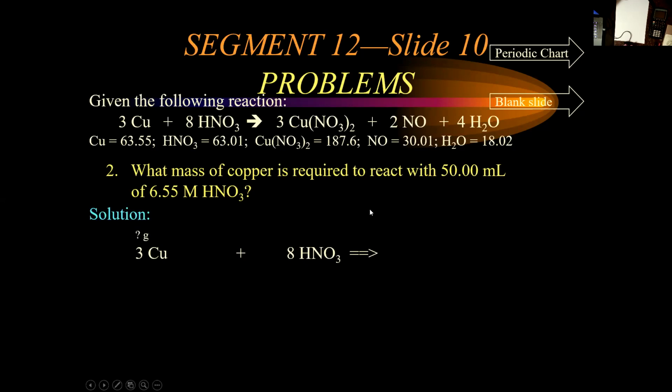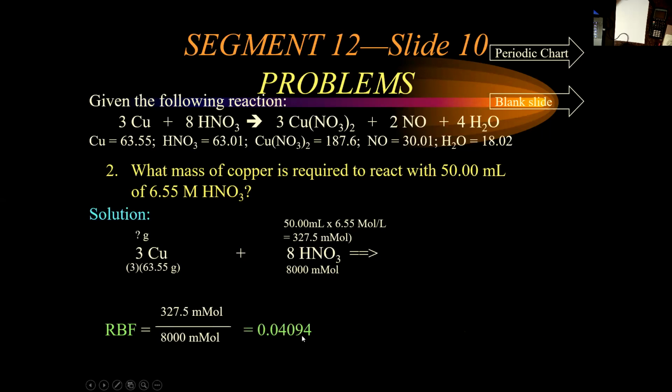Okay, I want to know how many grams of copper. Well, the equation is showing 3 moles, and the atomic weight of copper is 63.55. So 3 times 63.55 is the number of grams of copper in the balanced equation. I have 50 milliliters of 6.5 molar. That's 327.5 millimoles. And then the equation is showing 8 moles. That's 8,000 millimoles. So I've got a number. This number divided by this one is my rebalancing factor.